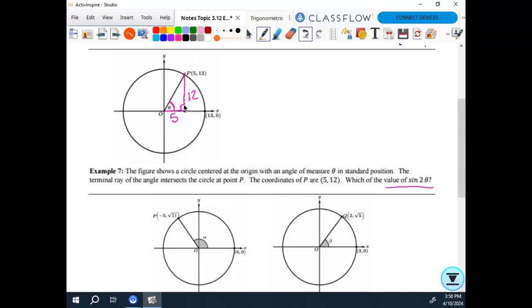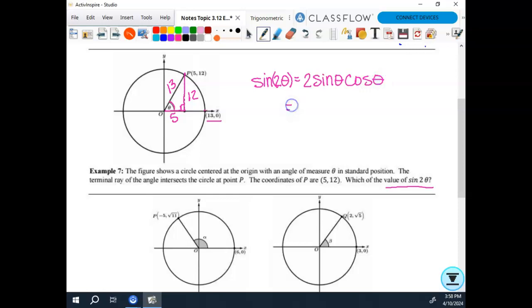I can find the hypotenuse by doing Pythagorean theorem or by paying attention to what's in front of my face, because this point is at 13, 0. That is the radius, so that makes this right here 13, which I would also get from the Pythagorean theorem. So then I want the sine of 2 theta. So I know that the sine of 2 theta is equal to 2 sine theta cosine theta.